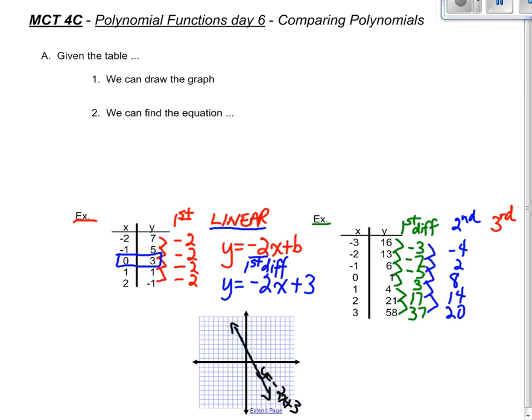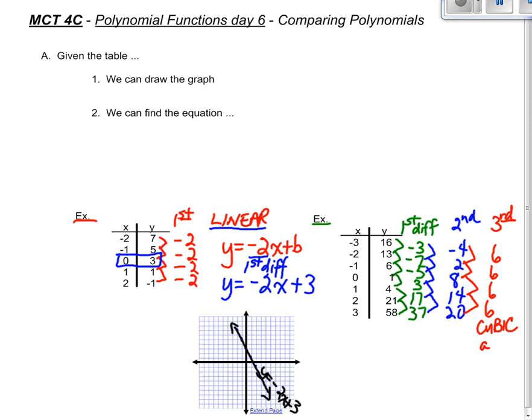Let's look at the third differences. 2 take away negative 4 is 6. 8 take away 2 is 6. 14 take away 8 is 6. And 20 take away 14 is 6. So I'm glad that my arithmetic is correct. Secondly, we know that this is a cubic because our third differences are the same. And we expect with a cubic that our third differences would be 6.